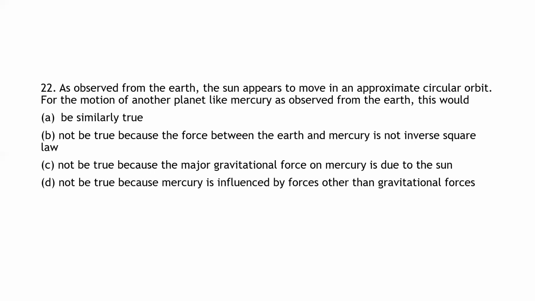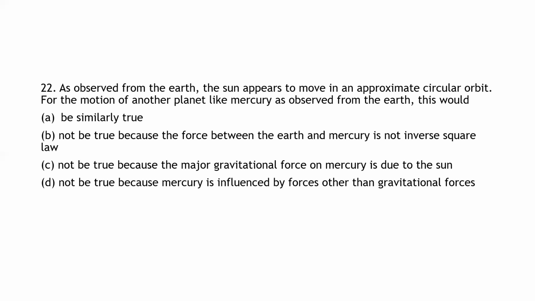When you observe from the earth, the sun appears moving in a circular orbit. For the motion of planet Mercury, what happens? Option A, it will be similarly true. Option B, not be true, because the force between the earth and Mercury is not inverse square law. Option C, not be true, because the major gravitational force on Mercury is due to the sun. Option D, not be true, because Mercury is influenced by forces other than gravitational force.